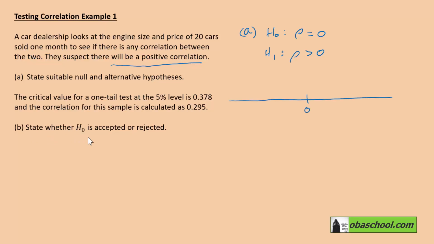So, what we're saying is that the critical value is 0.378. That means the critical region is from there upwards. But our value is here, 0.295. It's not in the critical region, and therefore we have no evidence that could cause us to reject H0. So H0 would be accepted in this case.